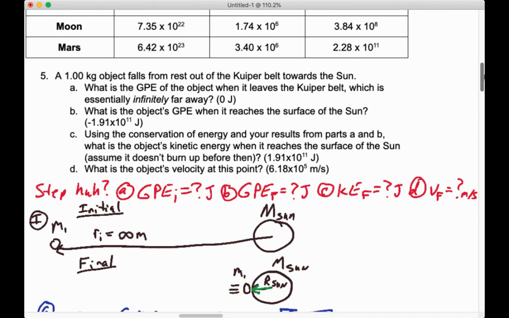Now back up to here, part C. Using the conservation of energy and your results from parts A and B, what is the object's kinetic energy when it reaches the surface of the sun? Assume that it doesn't burn up before then.